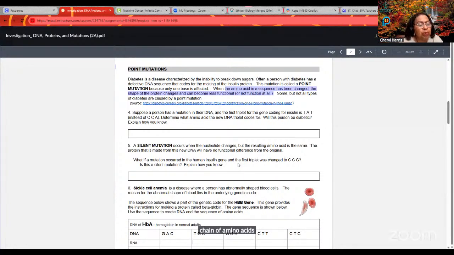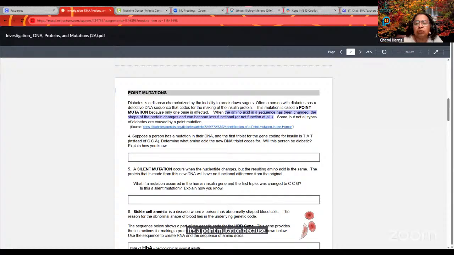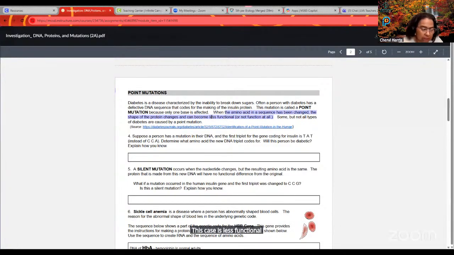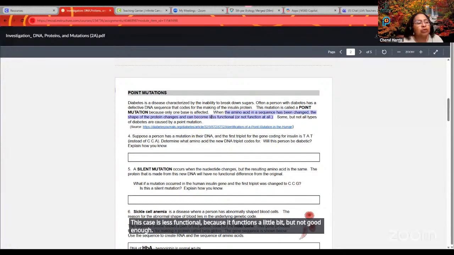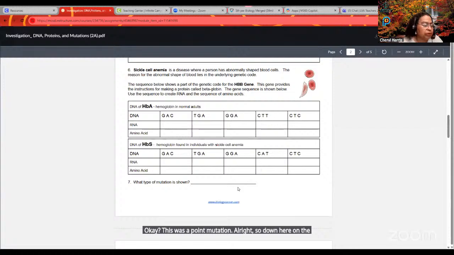So this is a point mutation. Thank you, Ethan. It's a point mutation because there was a change, and that change created a protein that was less functional. In this case, it's less functional because it functions a little bit, but not well enough to work the way it's supposed to work. Okay, this was a point mutation. All right, so down here on the line for number 7, point mutation.